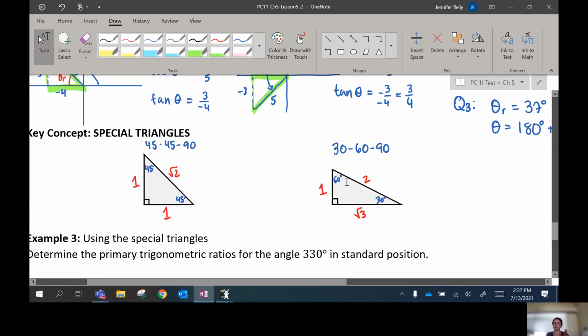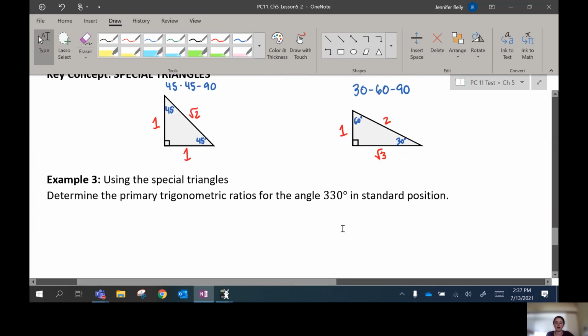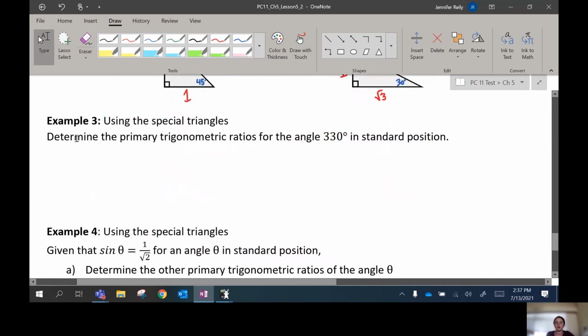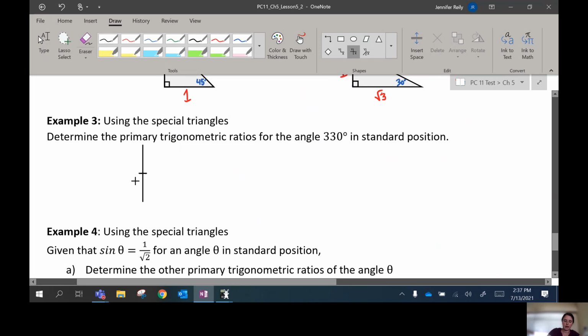When you see these numbers in a ratio, you know you're going to have a special triangle. And so you can actually get the answer without even using your calculator. So let me show you how we can use these special triangles to do some of these questions. So let's do this question here. It says, determine the primary trig ratios for the angle 330 degrees in standard position. So always, always, always, when we start a question, we want to draw a picture.